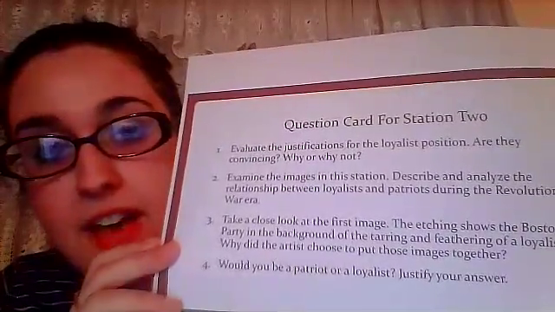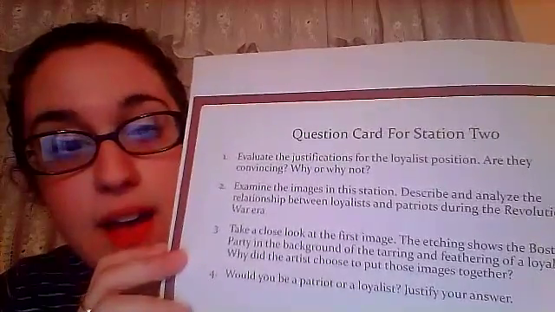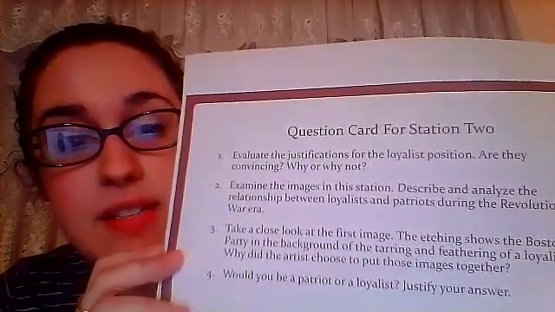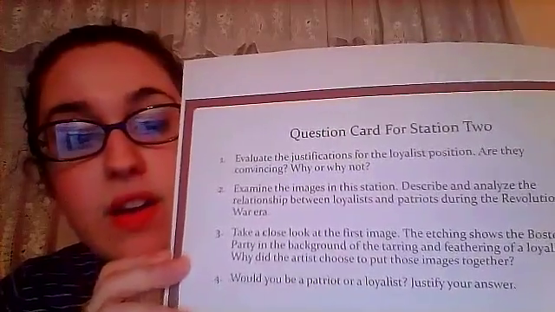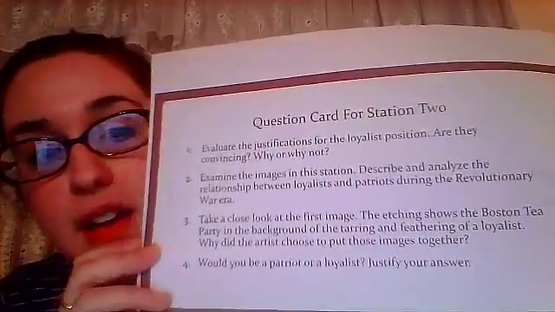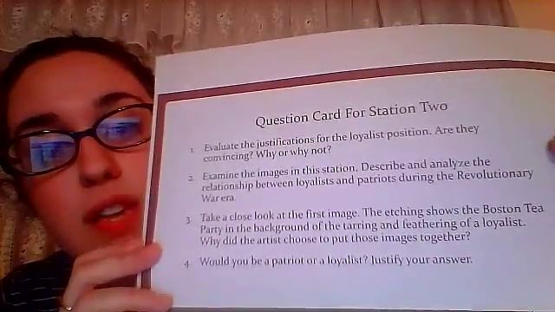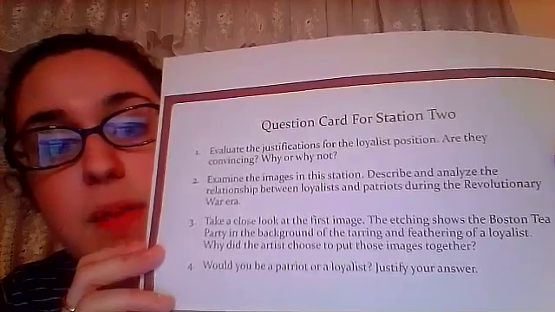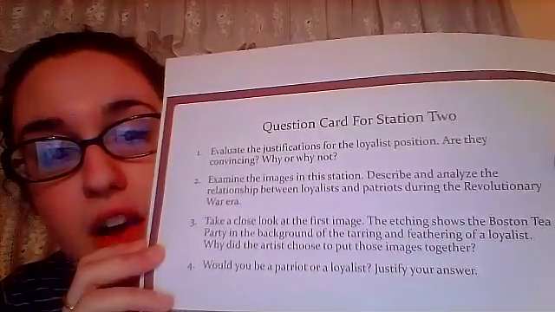So evaluate the justifications for the loyalist position. Are they convincing? Why or why not? Examine the images in the station. Describe and analyze the relationship between loyalists and patriots during the Revolutionary era, and take a close look at the first image, the etching of the Boston Tea Party in the background of the tarring and feathering of loyalists. Why did the artist choose to put those images together?